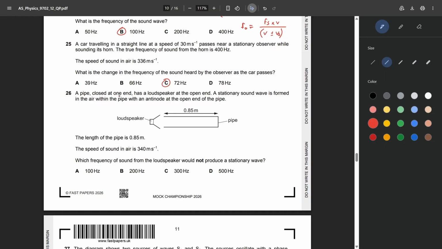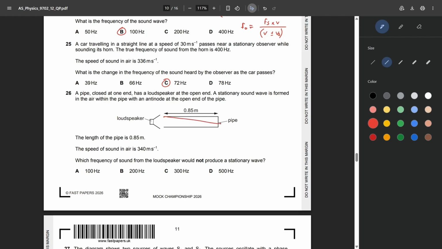A pipe closed at one end has a loudspeaker at the open end. A stationary wave is formed in the air within the pipe with an antinode at the open end of the pipe. The length of the pipe is 0.85 meters. The speed of sound in air is 340 meters per second. Which frequency of sound from the loudspeaker would not produce a stationary wave? Okay, so it forms an antinode at the open end.